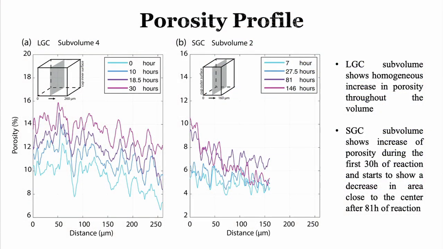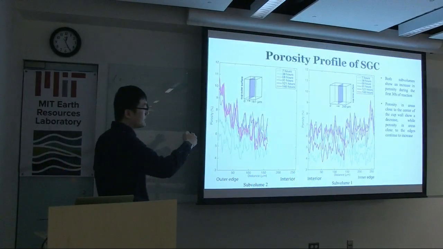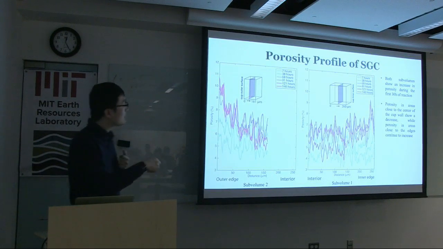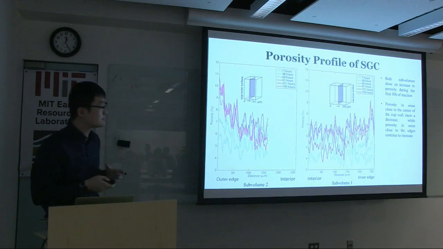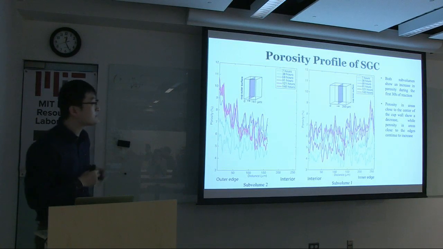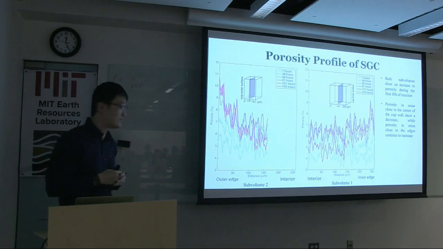And then if we take a close look at the SGC sample, here's again the two subvolumes. And remember, this subvolume is closer to the outer edge, and that one is closer to the inner. So by putting them in parallel, you can have a profile of the whole cup. And we see that on the edge of the cup, the porosity continuously increases, while the interior increases for the first 30 to 40 hours and then starts to drop with the precipitation inside.